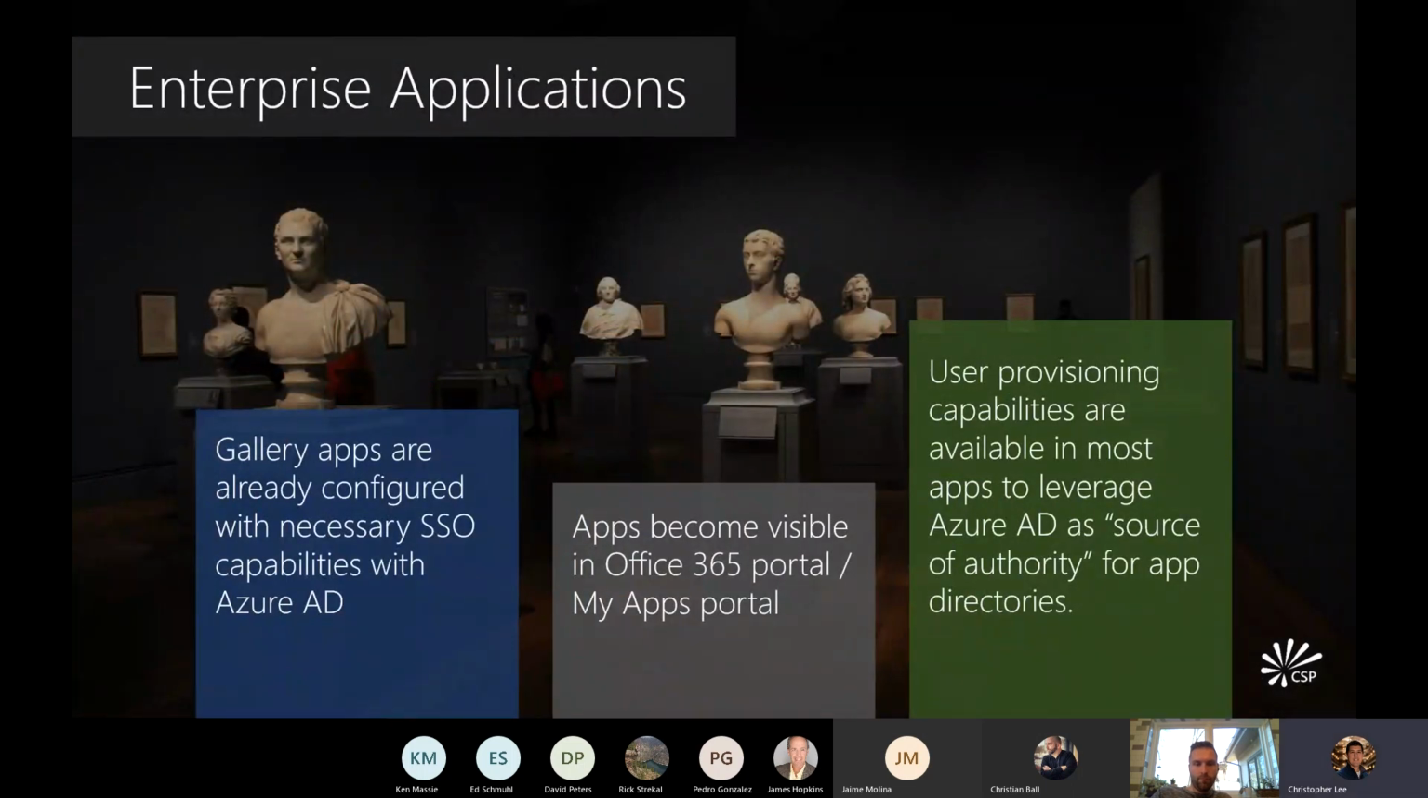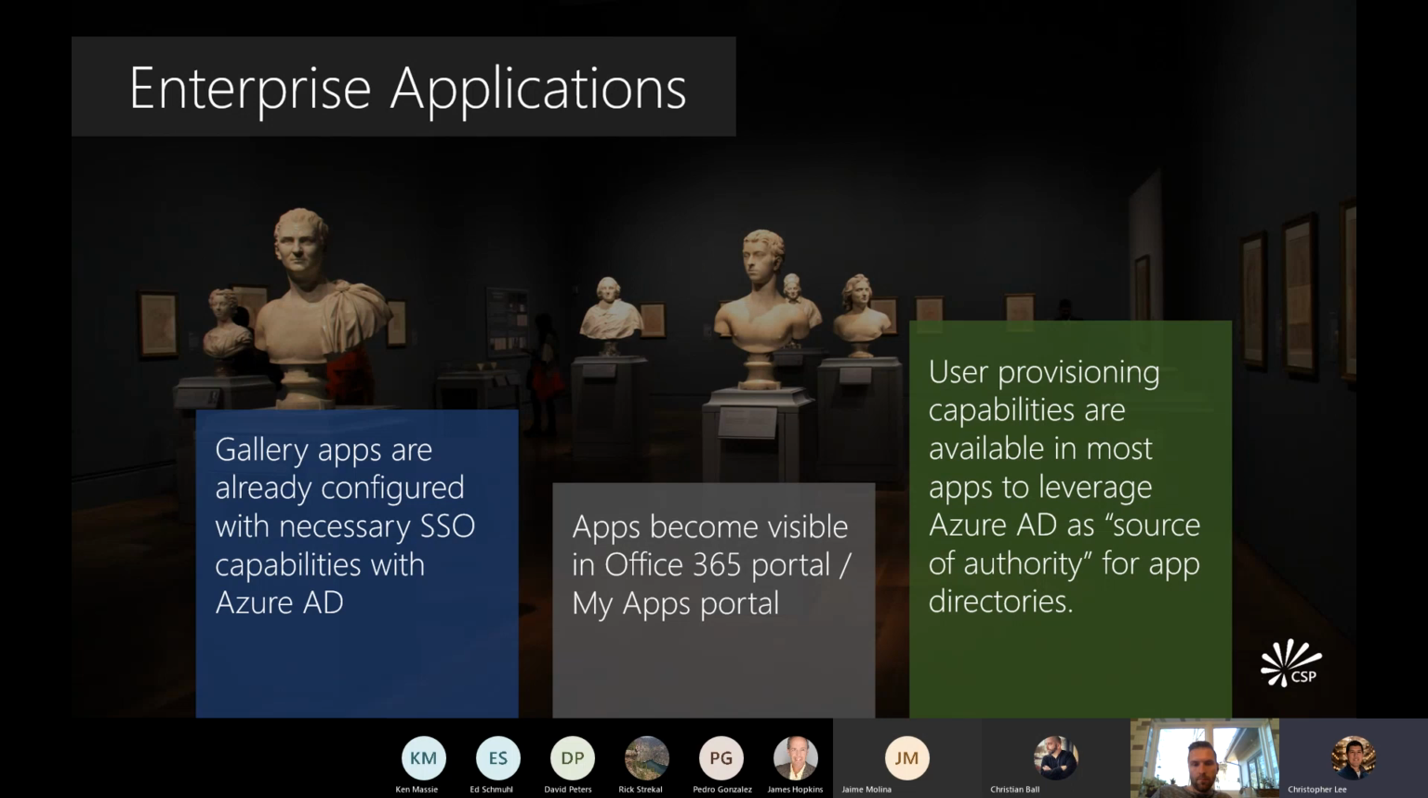All right. So we talked about the gallery apps, or I mentioned the gallery apps, and those are the third-party integrated apps that Microsoft has already done the integration with: Dropbox, Salesforce, Workday, even AWS. Believe it or not, you can do single sign-on to Amazon Web Services if you wanted to. But Microsoft has taken a lot of that work on themselves to make these apps available in the gallery.